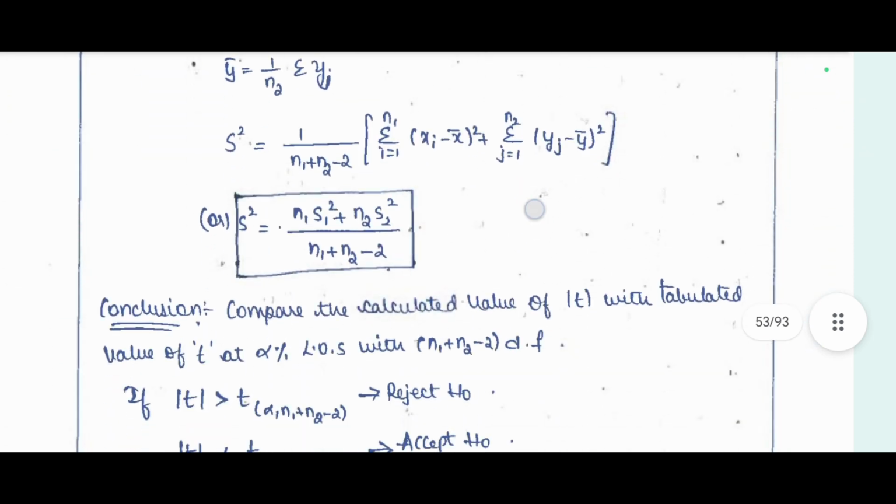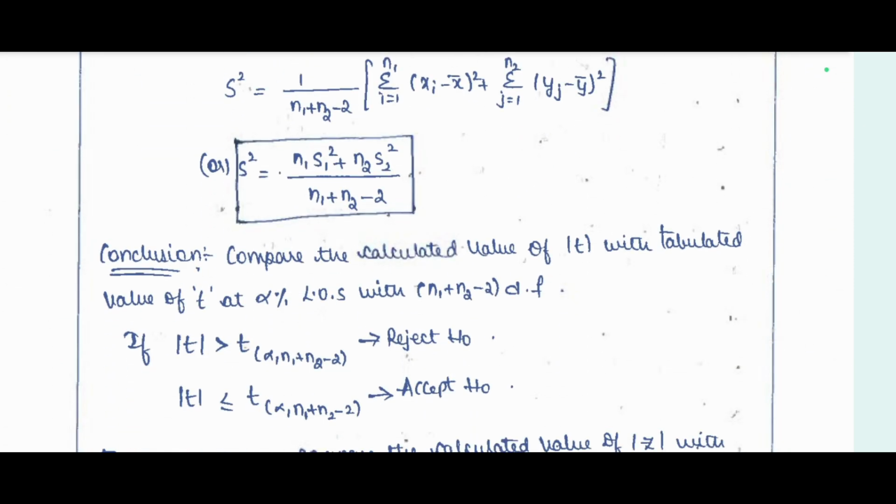So this is the conclusion. If the t calculated value is greater than t tabulated, then we have to reject H naught, otherwise we have to accept H naught. So these are the procedures for testing a single mean and two means.